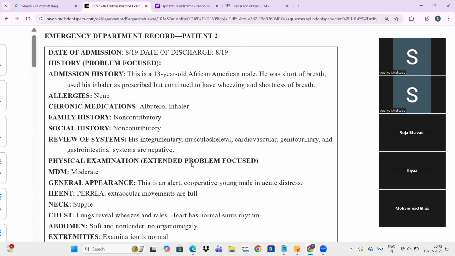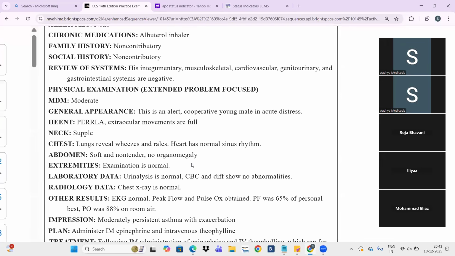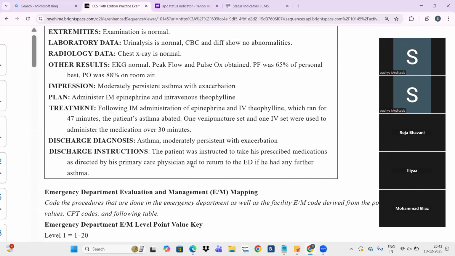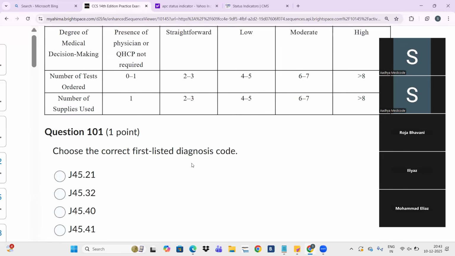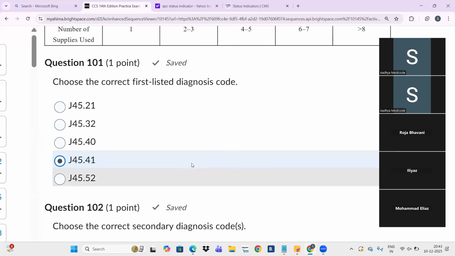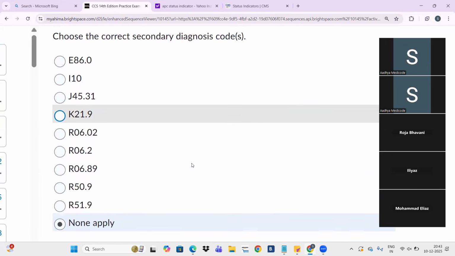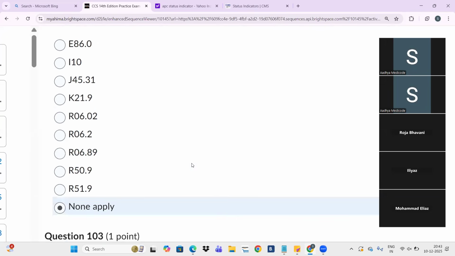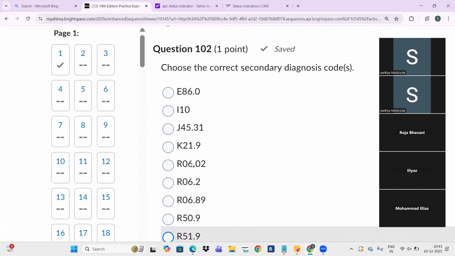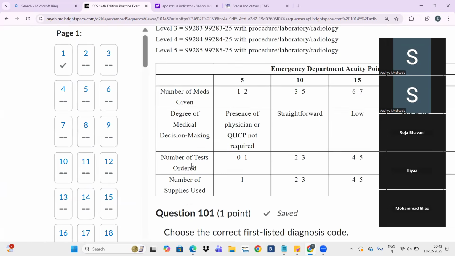Clear, right? There is no past medical history, social history, family history, or chronic medication. If they documented any social history like smoker or past medical history, we need to code that additionally. Here there is no additional condition. Then we code moderate persistent asthma with exacerbation as PDX. There are no other conditions, so we need to select none. There is no SDX, so we select none apply. Clear? Like this, we need to go.